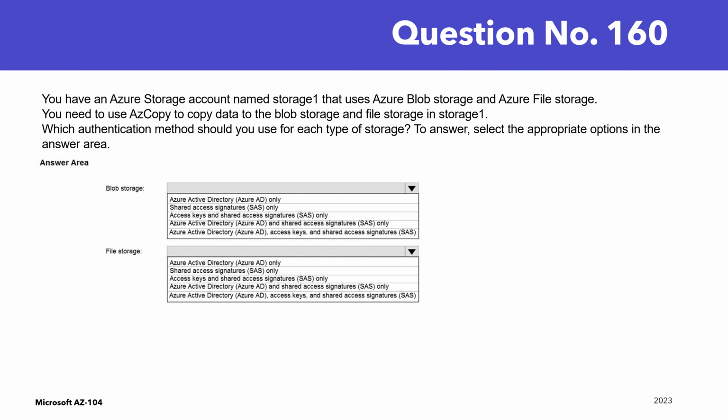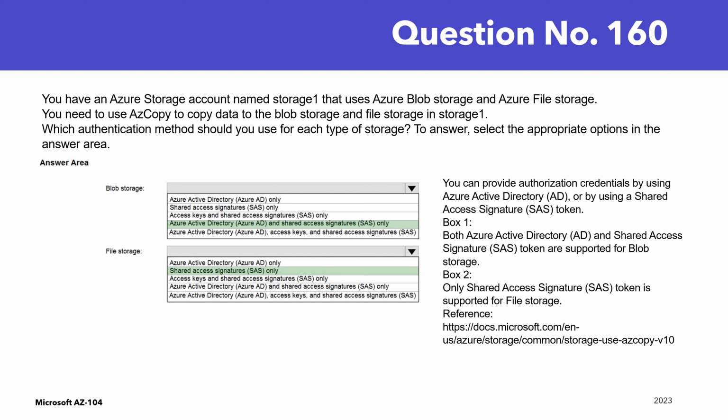You have an Azure storage account named Storage 1 that uses Azure Blob Storage and Azure File Storage. You need to use AzCopy to copy data to the Blob Storage and File Storage in Storage 1. Which authentication method should you use for each type of storage? To answer, select the appropriate options in the answer area. Blob Storage: Azure Active Directory, Azure AD, and Shared Access Signatures, SAS, only. File Storage: Shared Access Signatures, SAS, only.